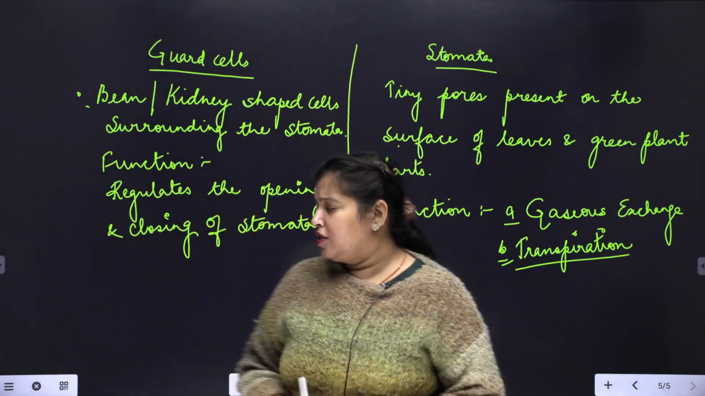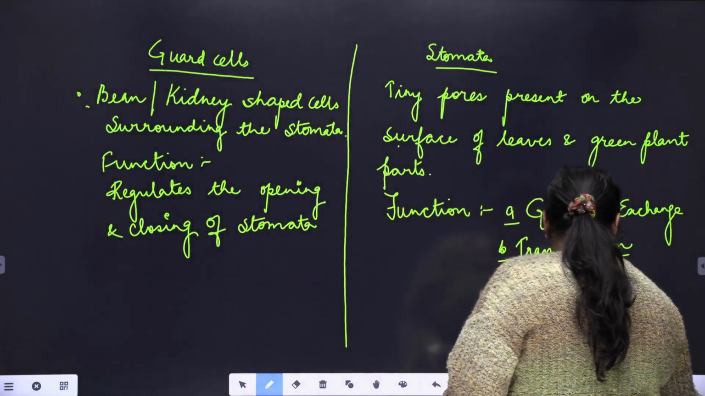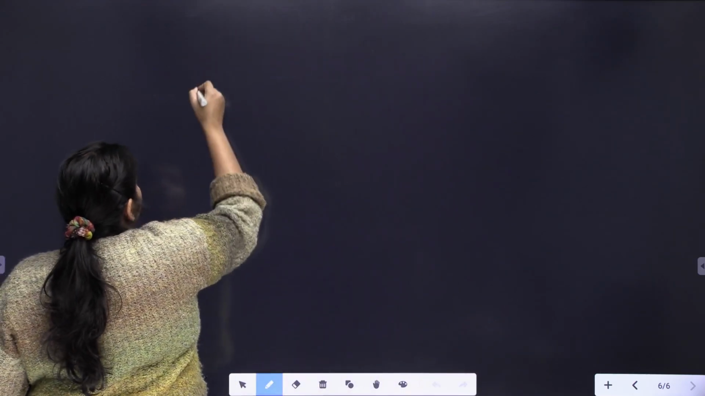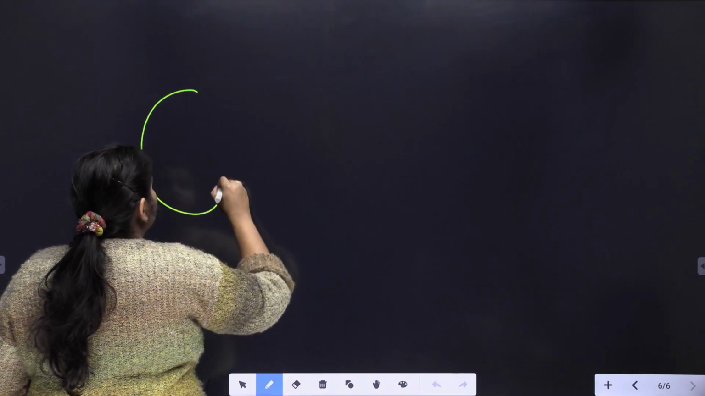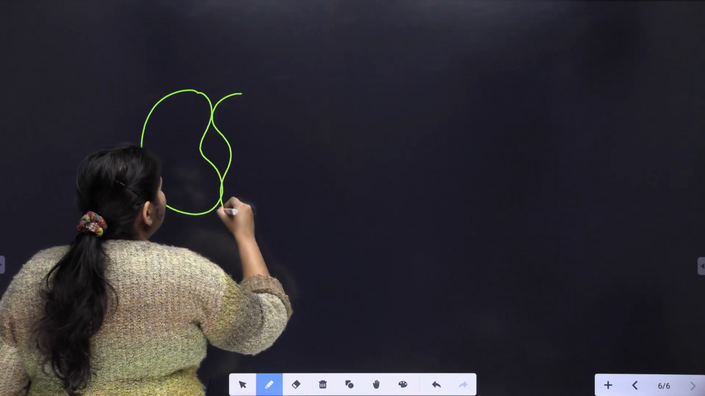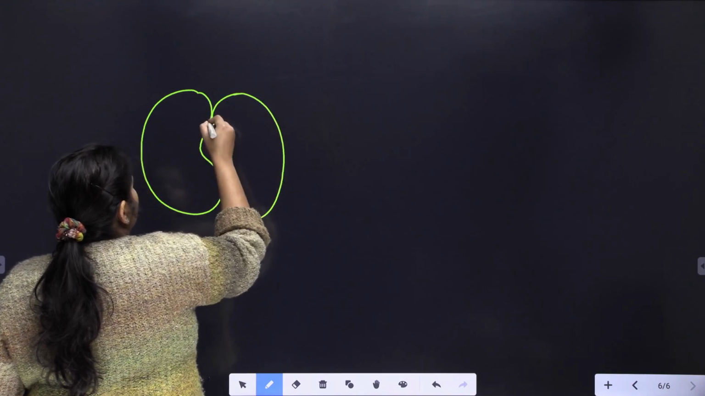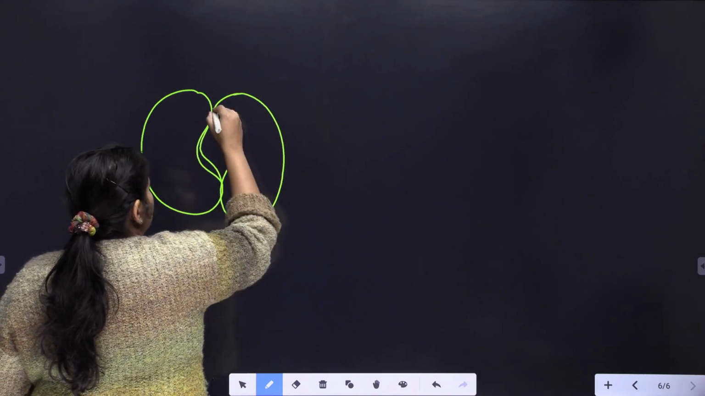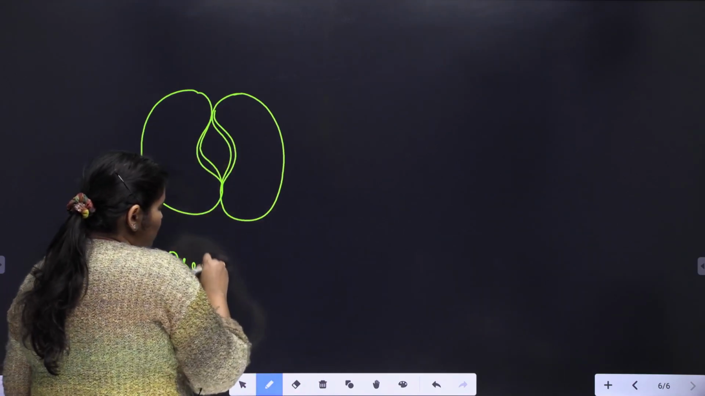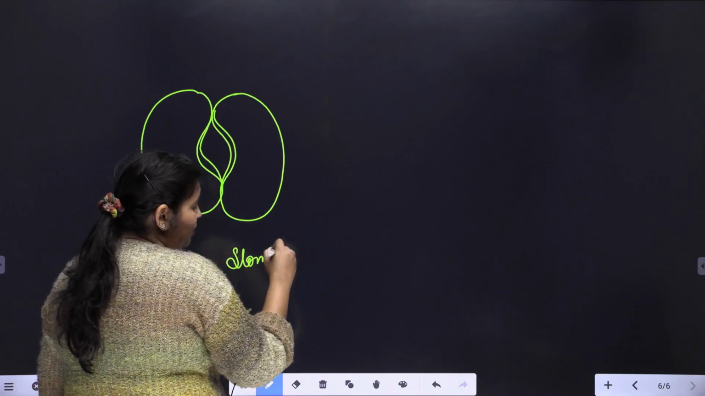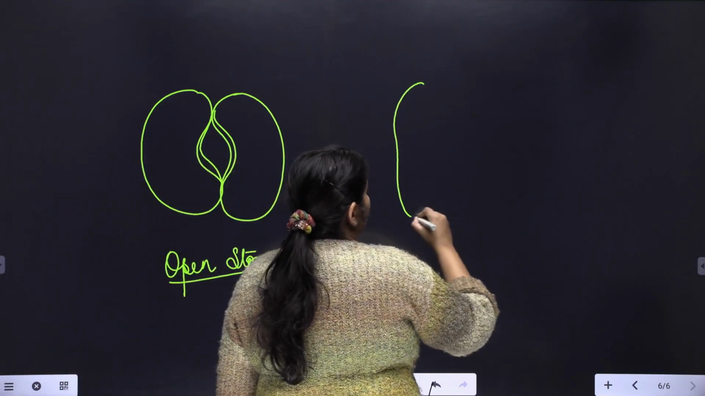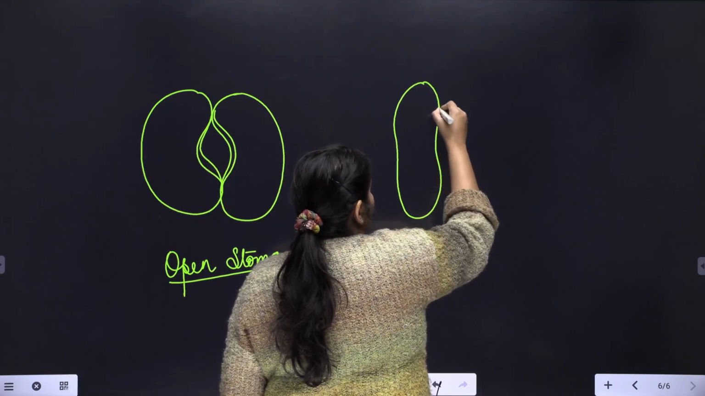How are they regulating? Come on, let's have a look at the mechanism quickly. So, guard cells around the stomata. All right, these are open stoma. Now, what will happen? Why is it open? I'll tell you. And the other one, I'll show you the closed stoma.